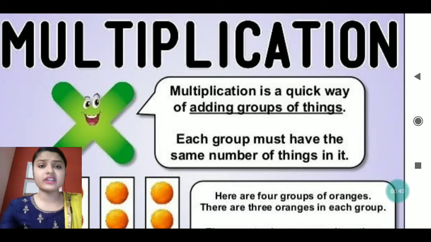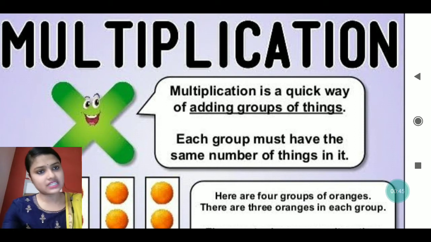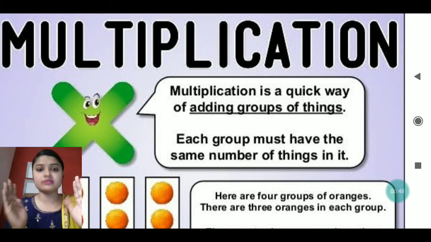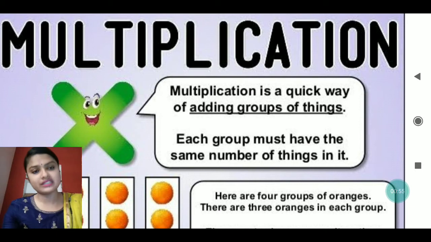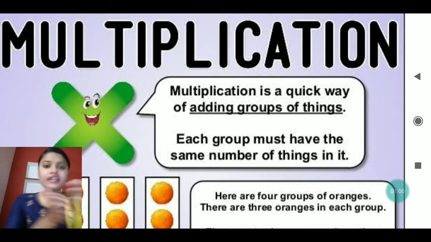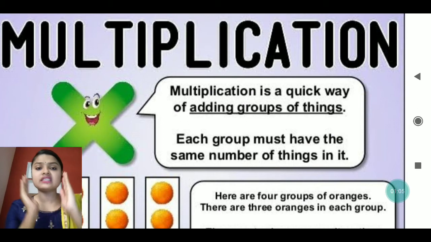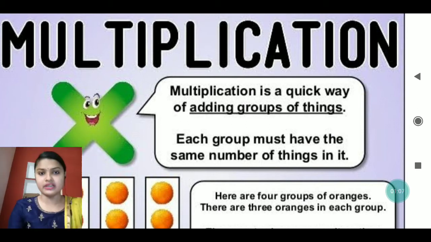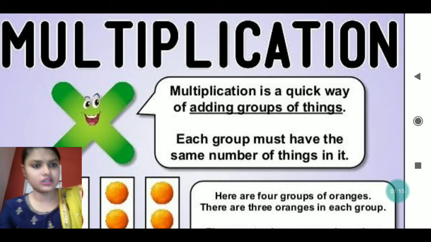You can see what is written: multiplication is a quick way of adding groups of things. If so many things are there, it is a quick way of adding the things together. Each group must have the same number of things in it. It is not that one group has 3, the second has 4, and the third has 5. If there are 3 groups, then an equal number of things should be there, and only then can we multiply. If a different number of things is in each group, it is impossible. Keep this in your mind.